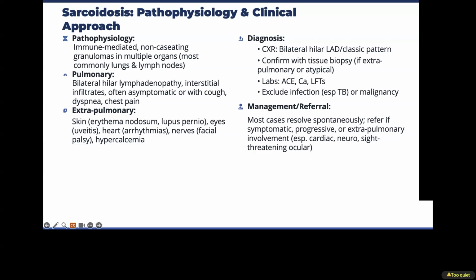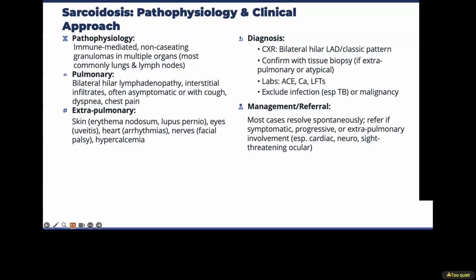The ultimate test is going to be a tissue biopsy to show these granulomas, especially if the presentation is atypical or extrapulmonary. Labs may show an elevated ACE level and elevated calcium. You may have abnormal liver function. I had none of those. And then that's how you exclude infection, especially tuberculosis. And the other big one, of course, is always malignancy. You don't want to miss it.